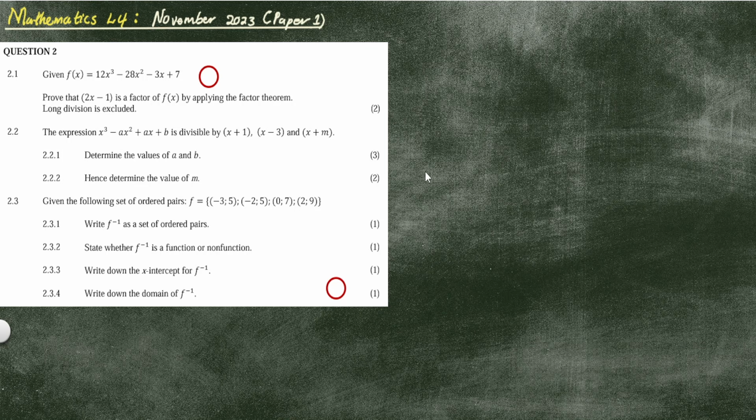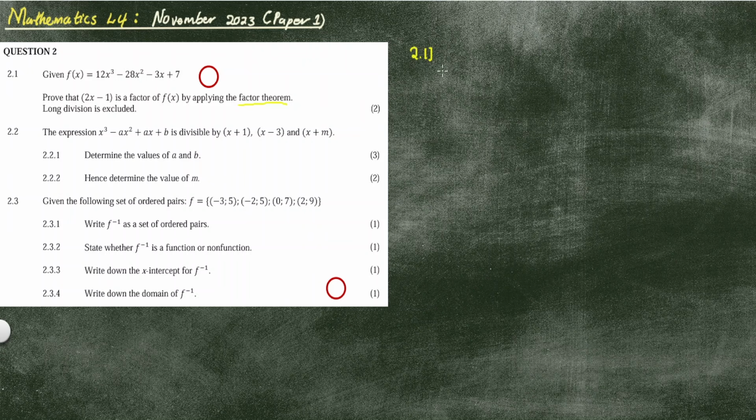All right, now 2.1. Let's start here. They have given us a function f, 12x cubed minus 28x squared minus 3x plus 7. They want us to prove that 2x minus 1 is a factor of f of x by applying the factor theorem. Long division is excluded, okay? It's a 2-mark question. So how do you prove that an expression is a factor of the given polynomial?